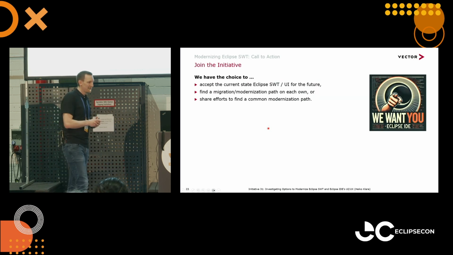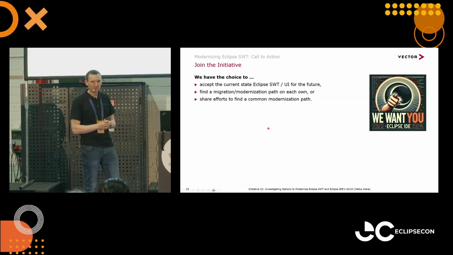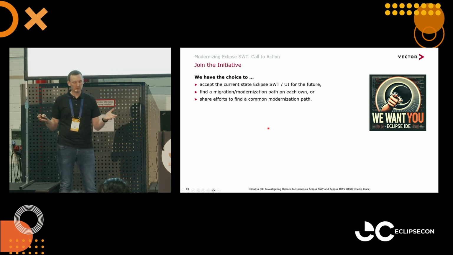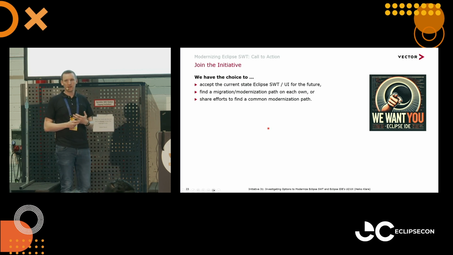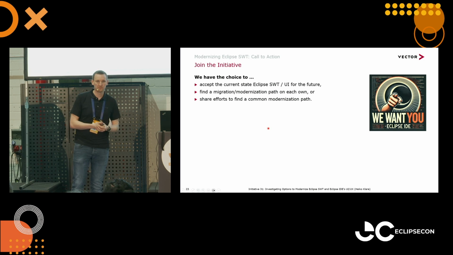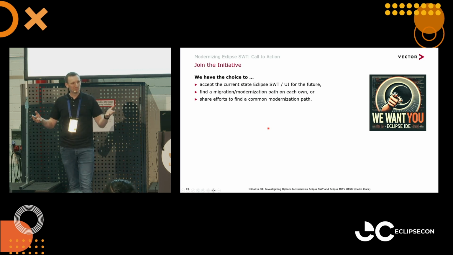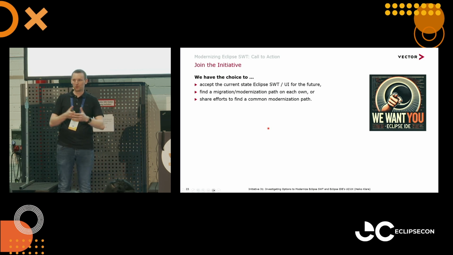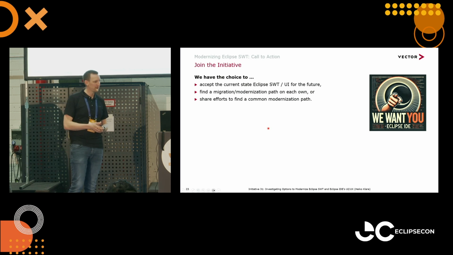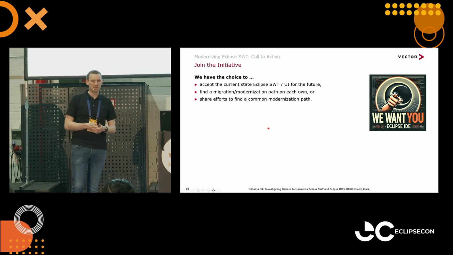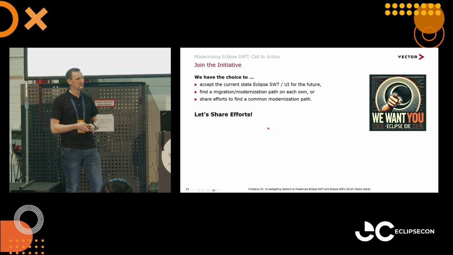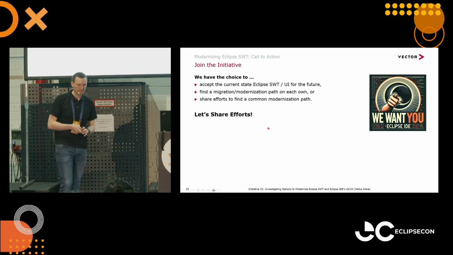As I said, we invite you to join this initiative because we all currently have the chance to either accept everything as is and say, well, it's fine for us. We accept the situation, we do the maintenance work that we need to do. We can also each find our migration or modernization paths on our own. But to be honest, we're in this community because we're sharing efforts. We're together working on Eclipse, driving the platform. So let's do this together and find a common modernization path, so that not each of us has to do this on their own.